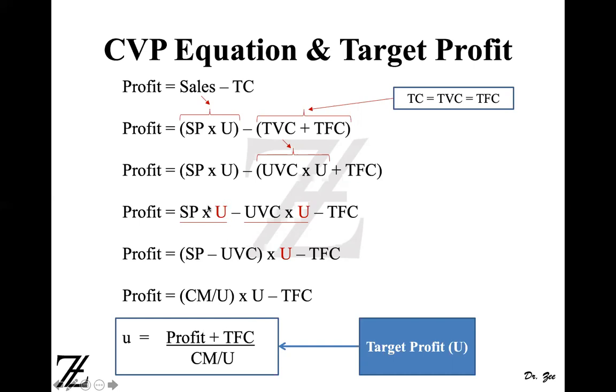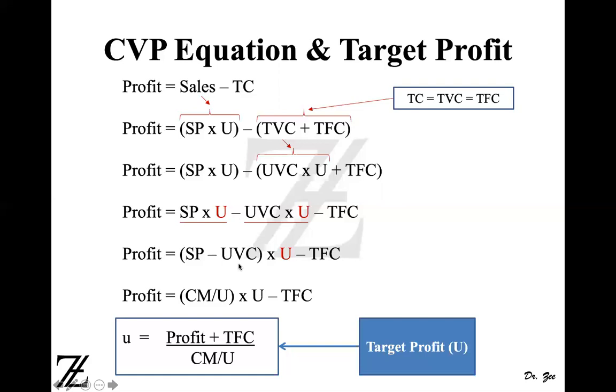Now we are going to factor out U. As you see here, I underlined two portions in red: selling price times unit minus unit variable cost times units. We are going to factor out U from here. So we are left with selling price minus unit variable cost, and then we multiply by the U that we factored out, minus total fixed cost.